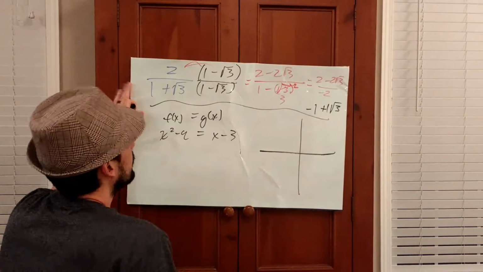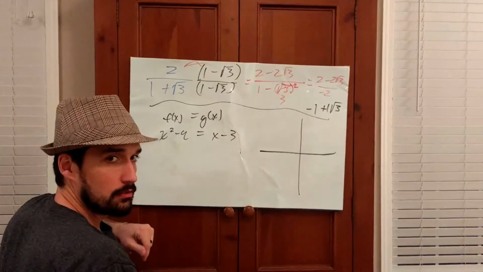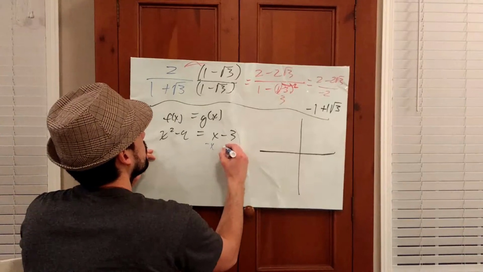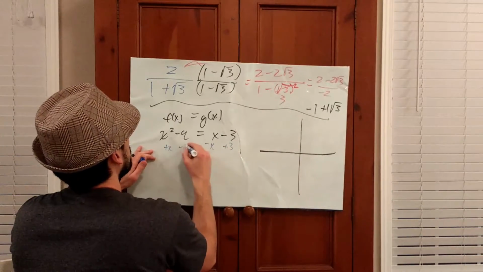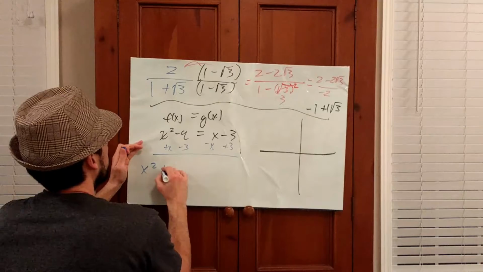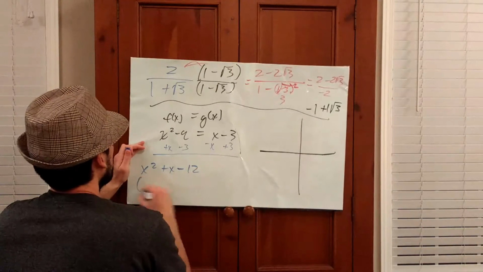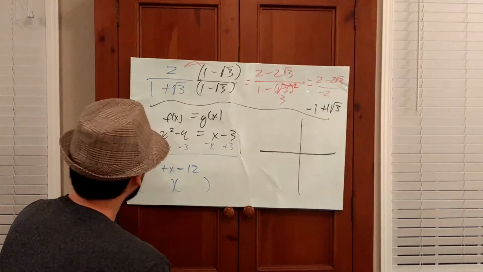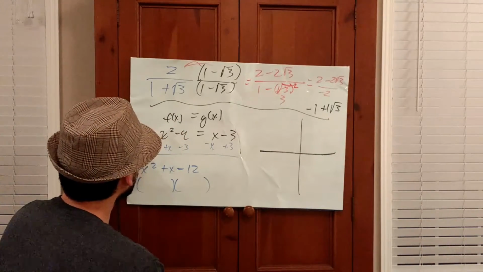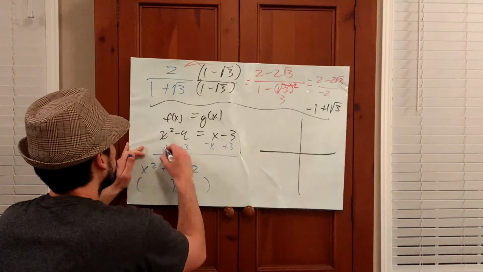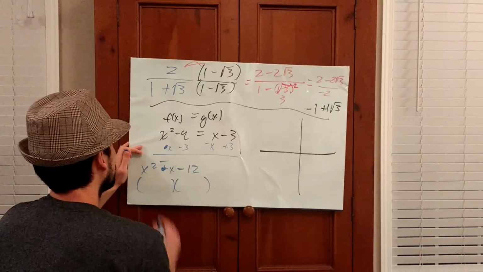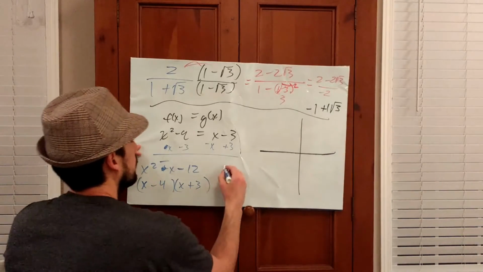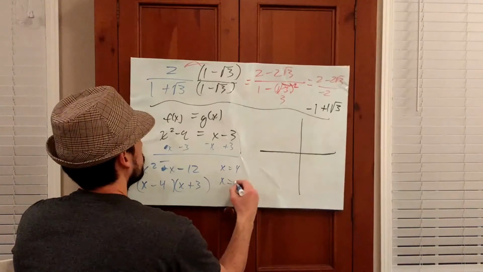So, it's a quadratic equation. How do we solve those? We set it equal to 0, so I've got to move everything. Plus x minus 3. So I've got x squared plus x minus 12. That's going to give me two answers, I think. Right? Did I do that correctly? No, it's minus x, sorry. Minus x. So I've got x minus 4, I've got x plus 3. That's going to give me answers of x equals 4 and x equals negative 3.